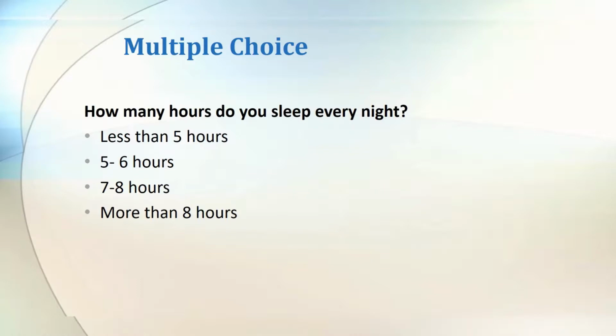information that you need. So, for example, how many hours do you sleep every night? Now, you want to find out if your participants would usually have a good night's sleep or they lack sleep. So you have to provide the distractors or the options. So examples would be less than 5 hours, or 5 to 6 hours, or 7 to 8 hours, or more than 8 hours.